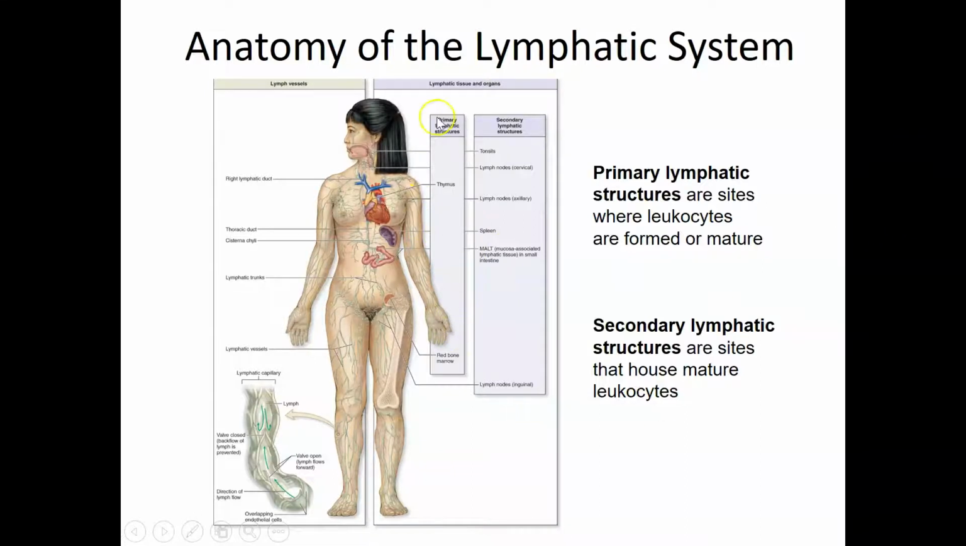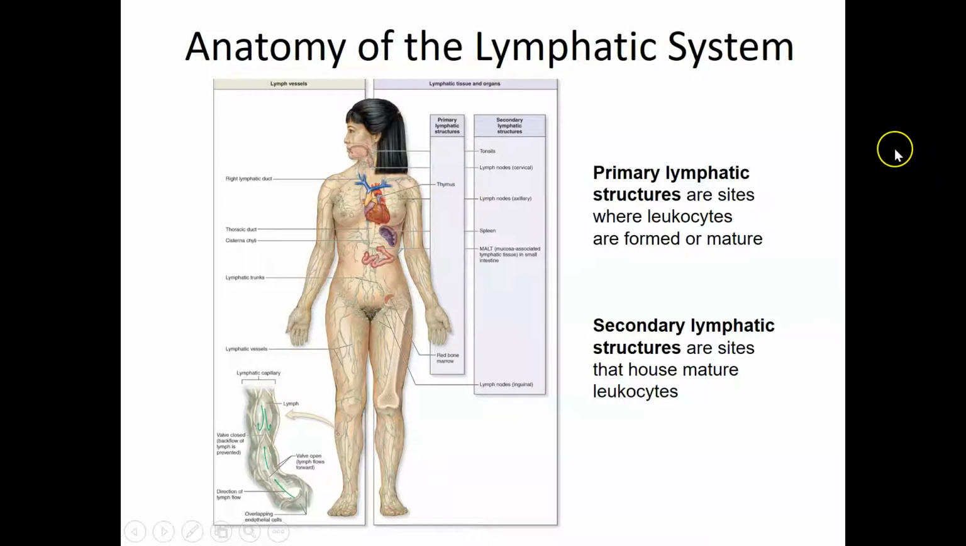Okay? So those include only two main places: the red bone marrow. That is the site for formation of all leukocytes, all immune system cells. The thymus is also included in this. The thymus is a site that's important for the maturation of a particular type of leukocyte called a T lymphocyte. We'll talk about that in more detail in the next chapter. Red bone marrow, site of formation of leukocytes. Thymus, site of maturation of one type.